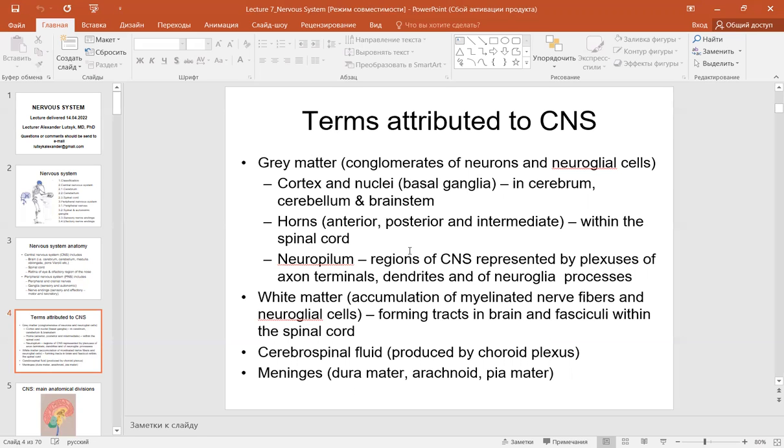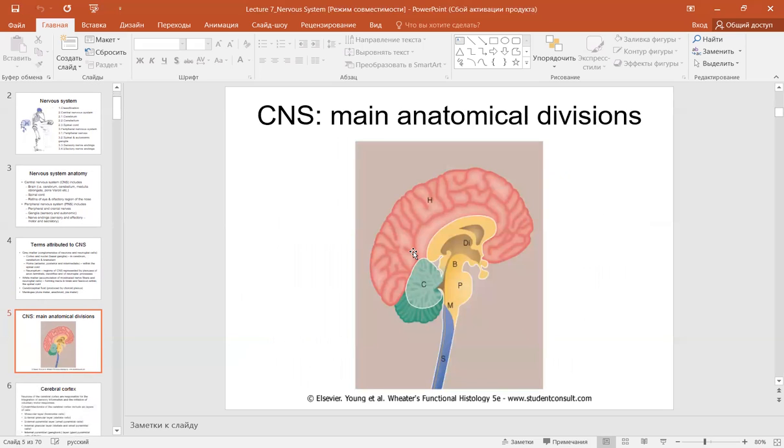White matter, the accumulation of myelinated nerve fibers and neuroglial cells, forms tracts in the brain and fasciculi within the spinal cord. Cerebrospinal fluid is produced by the choroid plexus. The meninges, consisting of dura mater, arachnoid, and pia mater, protect the soft tissue of the central nervous system, the brain.